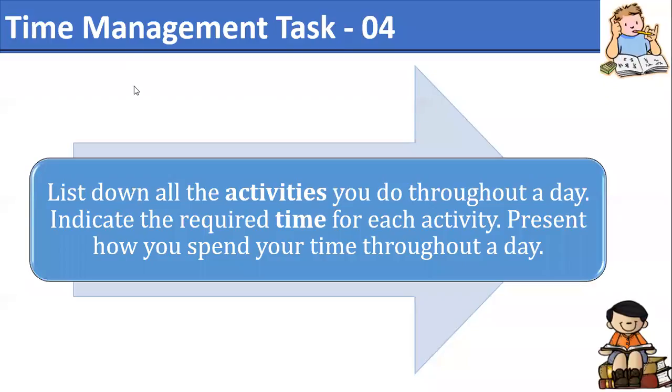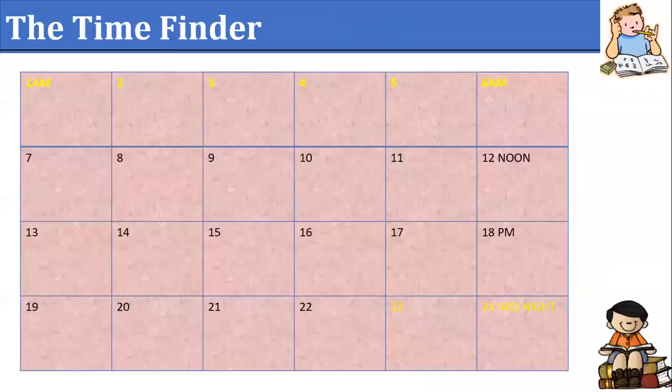Okay guys, I will repeat the task. This is actually the time management fourth task. You have to list down all the activities you did throughout the day. If you recall your yesterday, then indicate the required time for each activity as well. And you have to present how you spend your time throughout the day, like squares, 24 squares representing 24 hours per day.